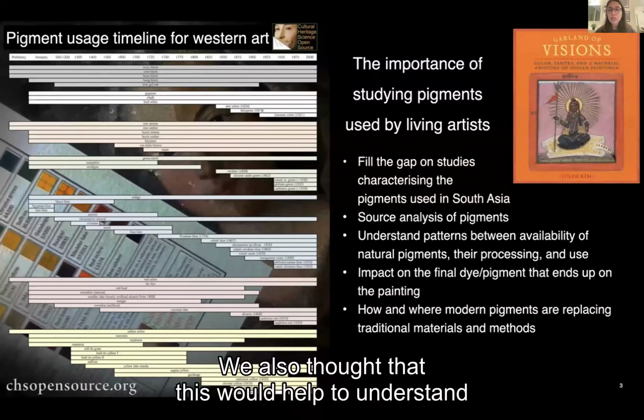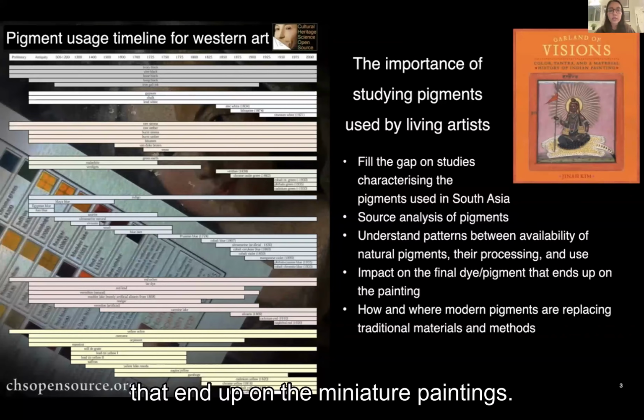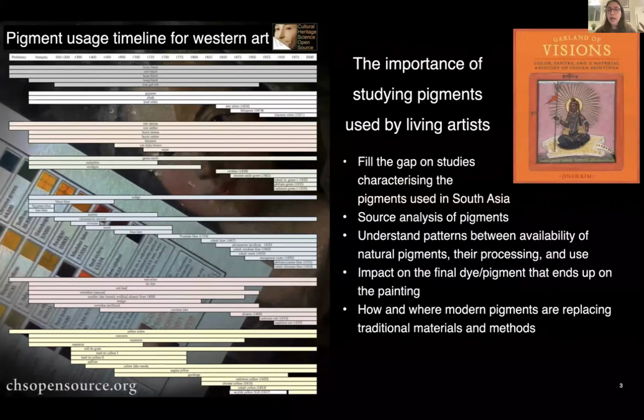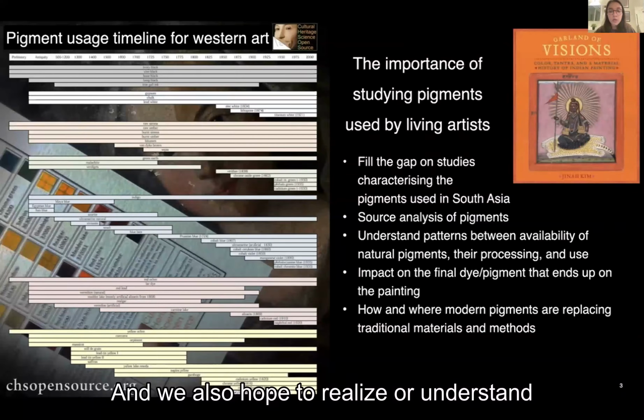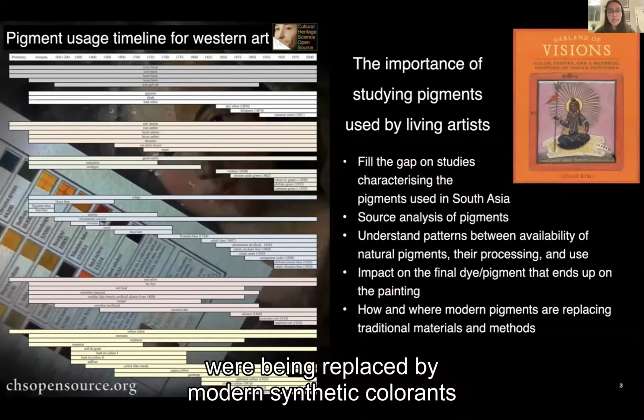We also thought that this would help to understand the impact of the manufacturing processes on the actual colorants that end up on the miniature paintings. And we also hoped to understand how these traditional pigments and dyes were being replaced by modern synthetic colorants that are becoming available in the market.